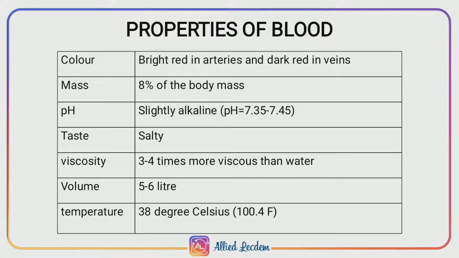Next, we will see the properties of blood. Blood is bright red in arteries and dark red in veins. Blood contains 8% of body mass. Blood is slightly alkaline and its pH in normal condition is 7.4 and it tastes salty. Blood is 5 times more viscous than water. It is mainly due to the presence of RBC, that is red blood cells, and plasma proteins. Average volume of blood in a normal adult is about 5 to 6 liters.